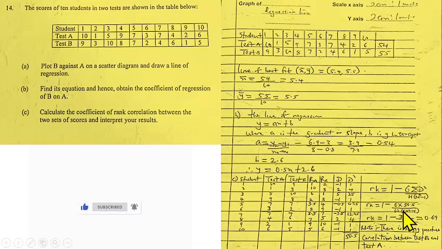We have 1 minus 6 times 50.5 over n is 10 data here, into 10 squared which is 100 minus 1. If you simplify the numerator, we have 1 minus 303 divided by 990, and that should give us 0.69. So we have to interpret it. This is a strong positive correlation between test A and test B. So there's a strong positive correlation between test B and test A, and that's the interpretation for this.